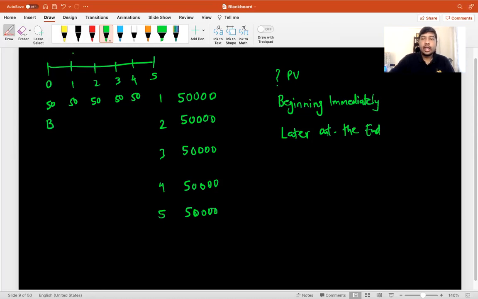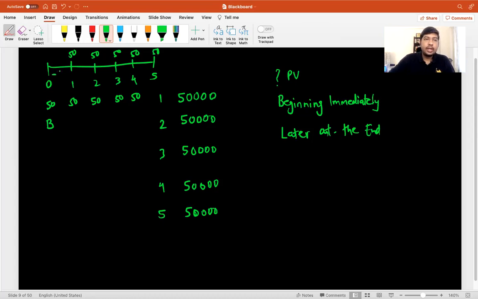However, if you need the cash flow one period later at the end, then your first cash flow will come at the end of 1 year. Second cash flow will come at the end of 2 years. Third cash flow will come at the end of the third year. Fourth cash flow will come at the end of the fourth year. And the fifth cash flow will come at the end of the fifth year.